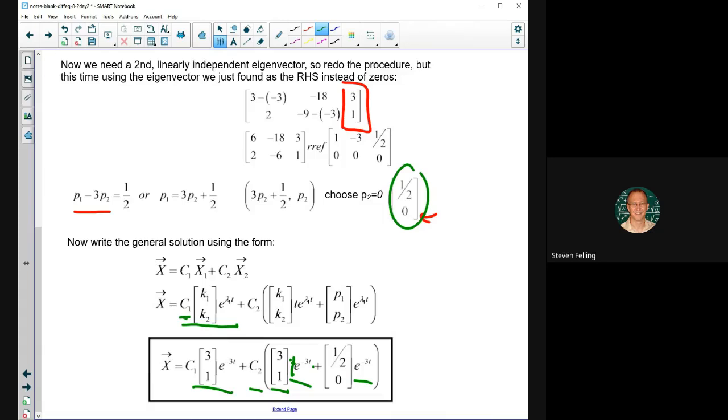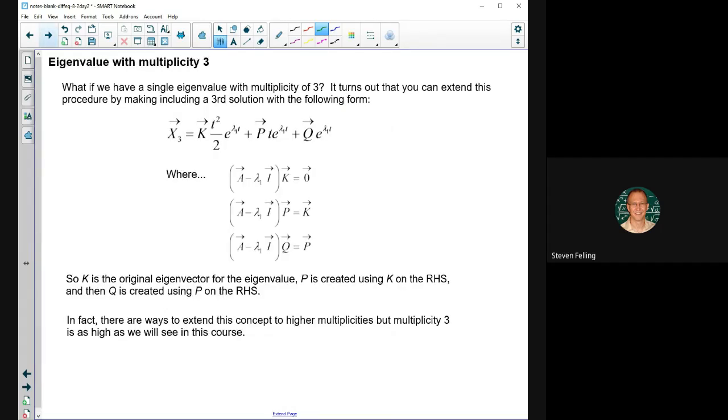Okay, and we showed in the last screen why this whole thing is in fact a valid solution as long as we've used that eigenvector procedure to find the second p vector. Okay, so that's how we get a repeated eigenvalue to produce a second solution. We do the procedure again, but we replace the right-hand side with the eigenvector that we used in the first part, whatever we chose.